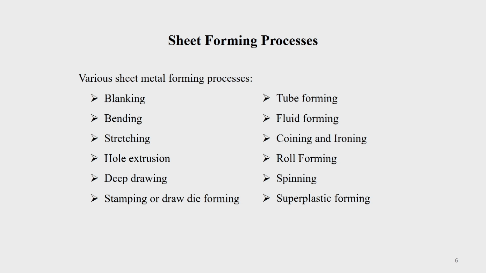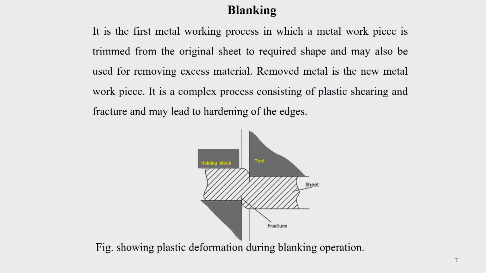So, let us look at what these various sheet forming processes are. There are a large number of sheet forming processes. We cannot include all of them, because depending upon the need, people suddenly develop new ones. But the normal or generally used sheet forming operations are blanking, bending, stretching, hole extrusion, deep drawing, stamping or die forming, tube forming, fluid forming, coining and ironing, roll forming, spinning, and to some extent superplastic forming. Okay, let us look at them one by one.